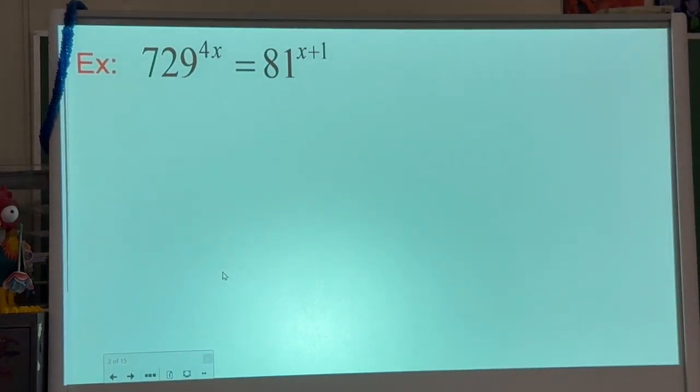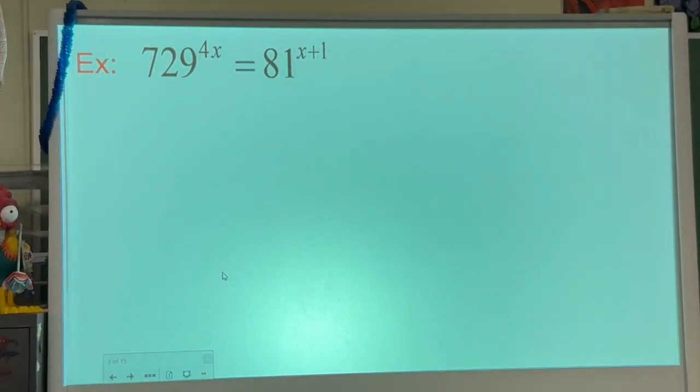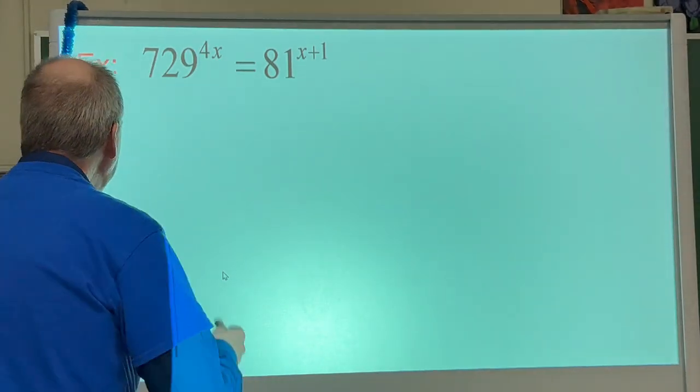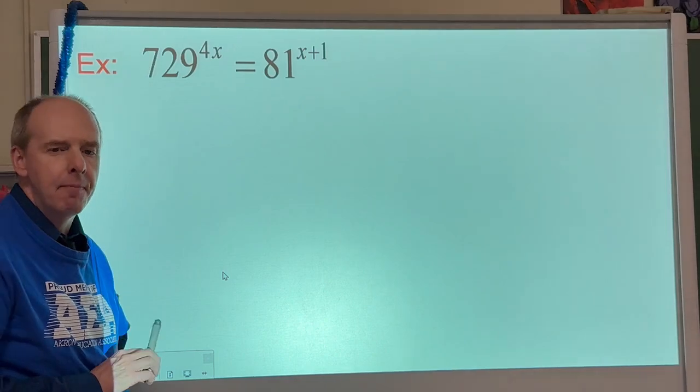Let's do a little review before we get into our new stuff today, and then you guys are going to practice solving exponential equations and inequalities that have not only the same base, but sometimes different bases. So our first example here, 729 to the 4x equals 81 to the x plus 1.